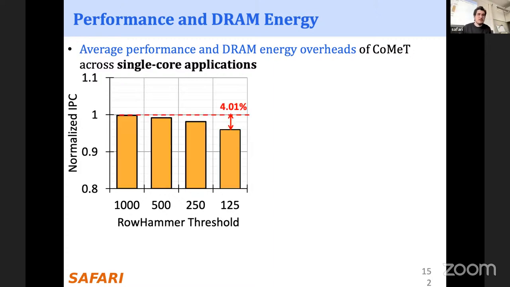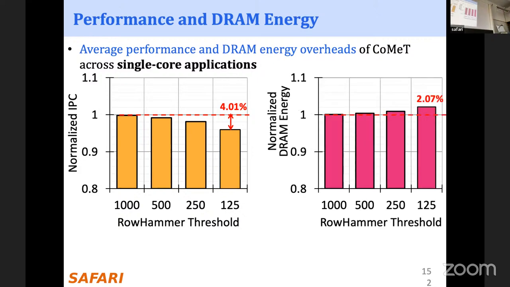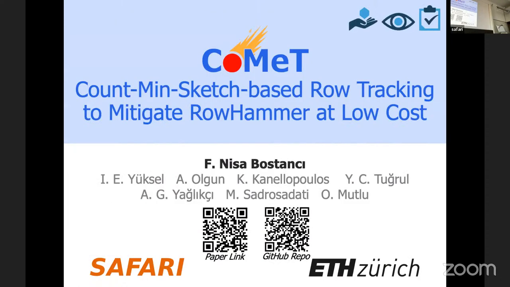So this is showing you the overhead of CoMeT, even at a RowHammer threshold of 125. The average performance overhead across all these 61 single-core applications is 4%. The trend in the DRAM energy overhead is similar, because as the RowHammer threshold reduces, you perform more preventive refresh operations, and that has both an energy overhead and a performance overhead. So that's what I wanted to talk about for CoMeT.